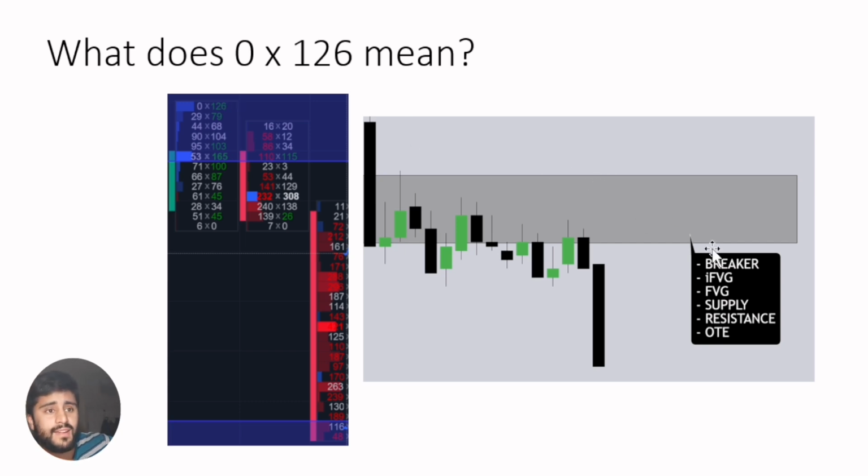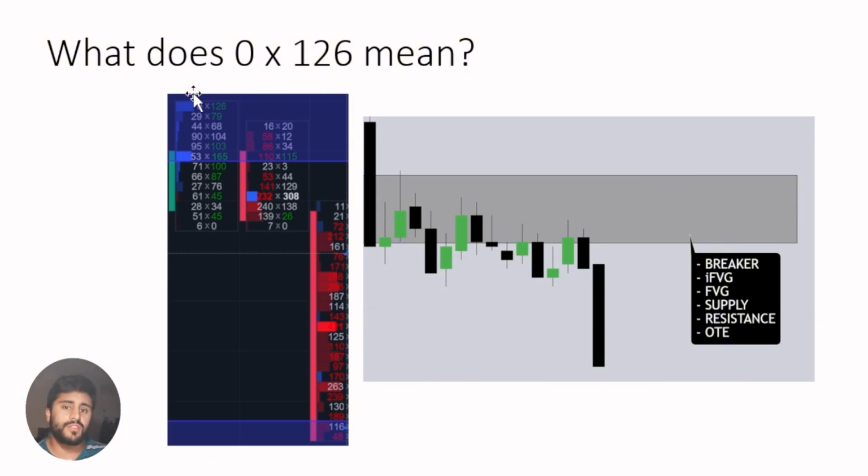So when you're trading anything, be it a breaker, an I fair value gap, a fair value gap, a supply zone, a resistance, an OTE, even an EMA crossover, this could work for almost anything. If you understood that there was a 0 for 126, this would confirm your entries. Inconsistency comes from having inconsistent actions. The market rewards consistency, patience, and of course, long-term dedication.